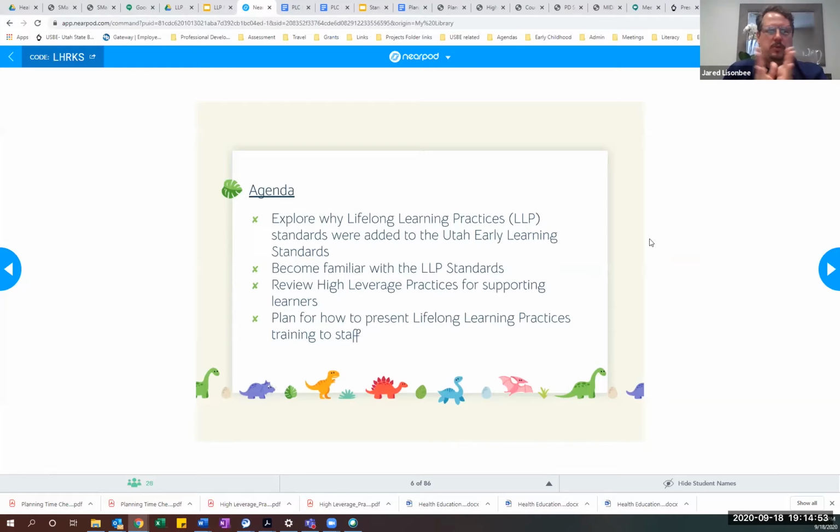Really briefly, the agenda, we're going to explore why the lifelong learning practices were added to the early learning standards. We'll spend some time, hopefully I'll be able to get through most of them. There's a lot of information there. We'll become familiar with the lifelong learning practices standards. Then we'll review high leverage practices for supporting learners. That should be reference or something familiar from this morning. And then we'll plan for how to present the lifelong learning practices training to staff.